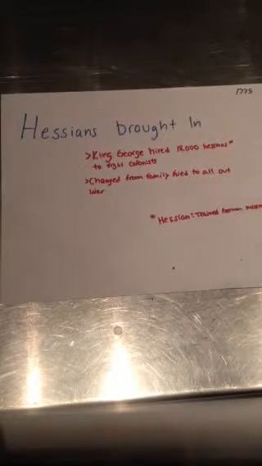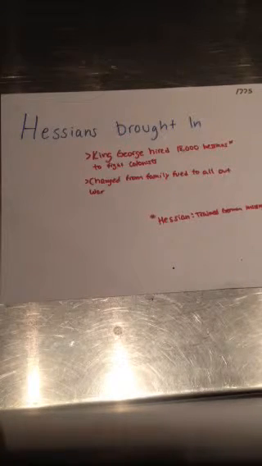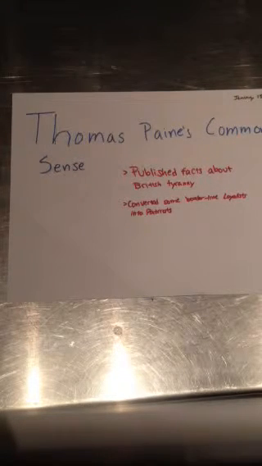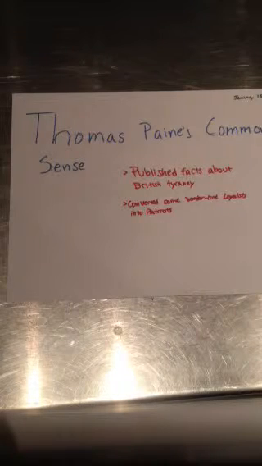King George brought 18,000 Hessians into America to help fight against the colonists, and this changed the war from a family feud to an all-out war. Thomas Paine wrote a document called Common Sense, and he published facts about the British tyranny, and it converted some of the borderline loyalists into patriots.